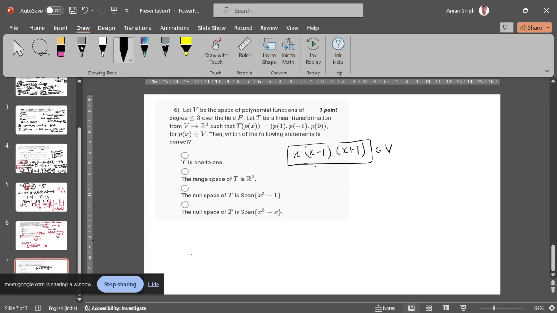If you evaluate this polynomial at 1 or minus 1 or 0, all will be 0. This non-zero polynomial, after T is applied to it, goes to 0. And I had stated a theorem which is trivially verified: the kernel of T is trivial if and only if T is one-one. But here we are seeing that the kernel of T is non-trivial. This element belongs to the kernel of T, a non-zero element. So T is not one-one. The range space of T is R2? Even R2 is not a subset of R3, so this is also incorrect for a trivial reason.